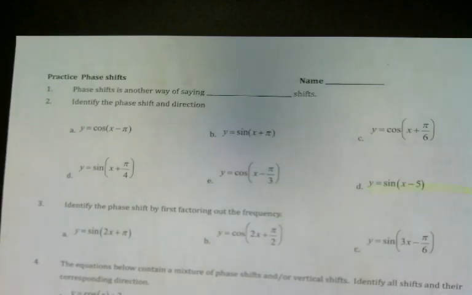Feel free to compare with your partner once you get through several of these. Can we do number 3? We'll walk through all of them. Just remember they have to be in the right form. Yeah. You might need to factor out that number up front.